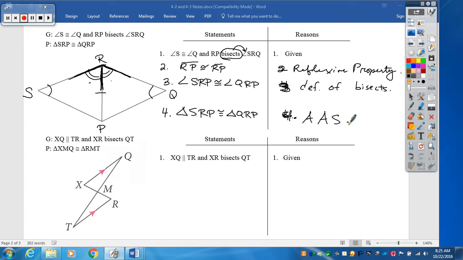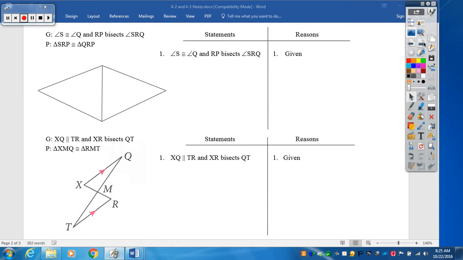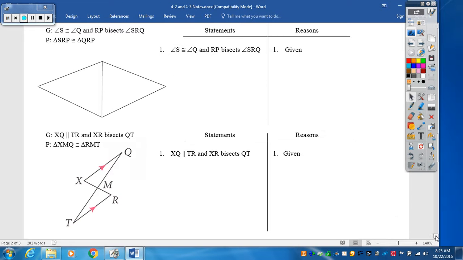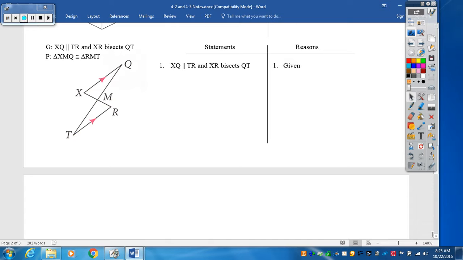Okay. So hopefully that made sense to you guys as you work through that. Again, the big focus is bisecting. What does that mean? And you're going to see it come into play on this next theorem or proof as well. All right, last proof. Here we go. We got parallel lines, which are marked out by those red arrows. Okay, and we also know that XR bisects QT.